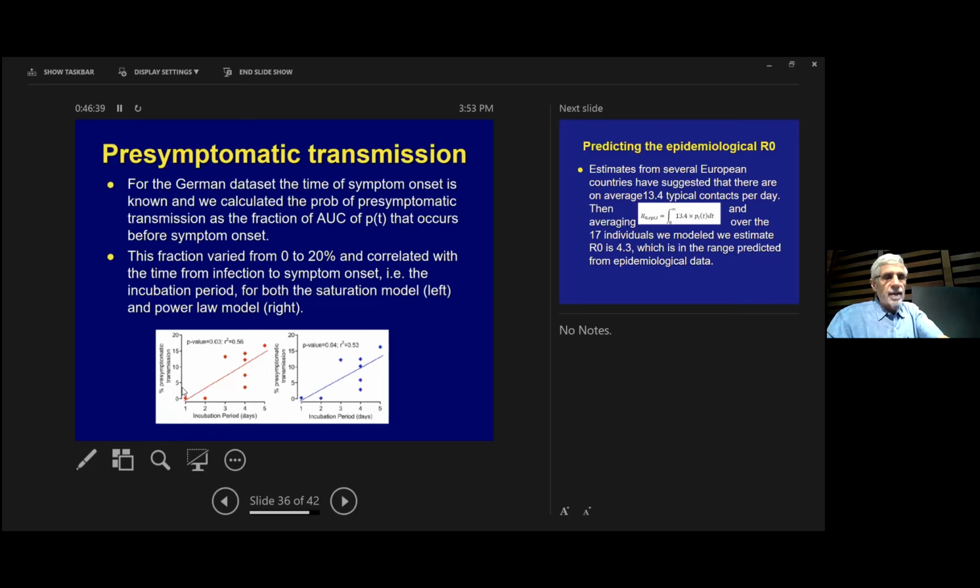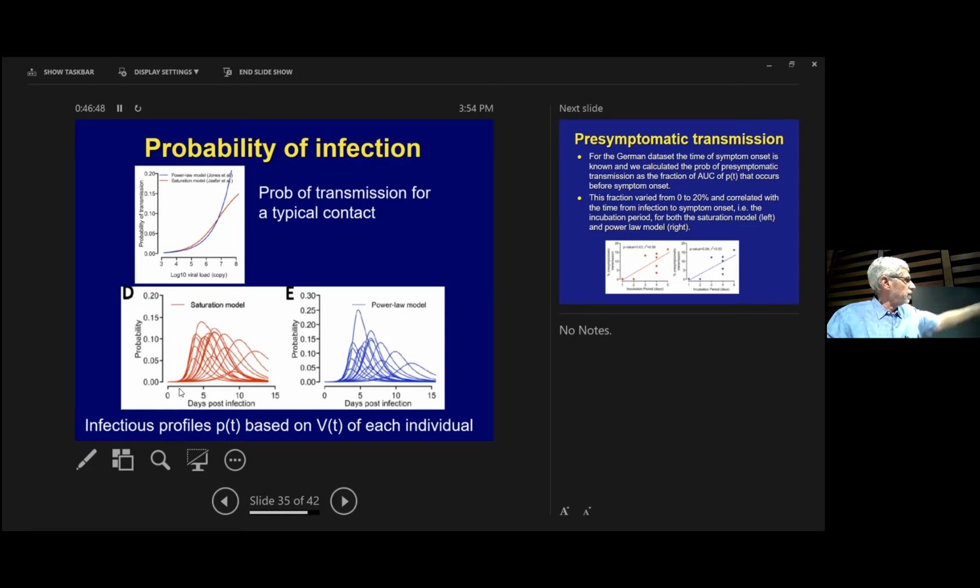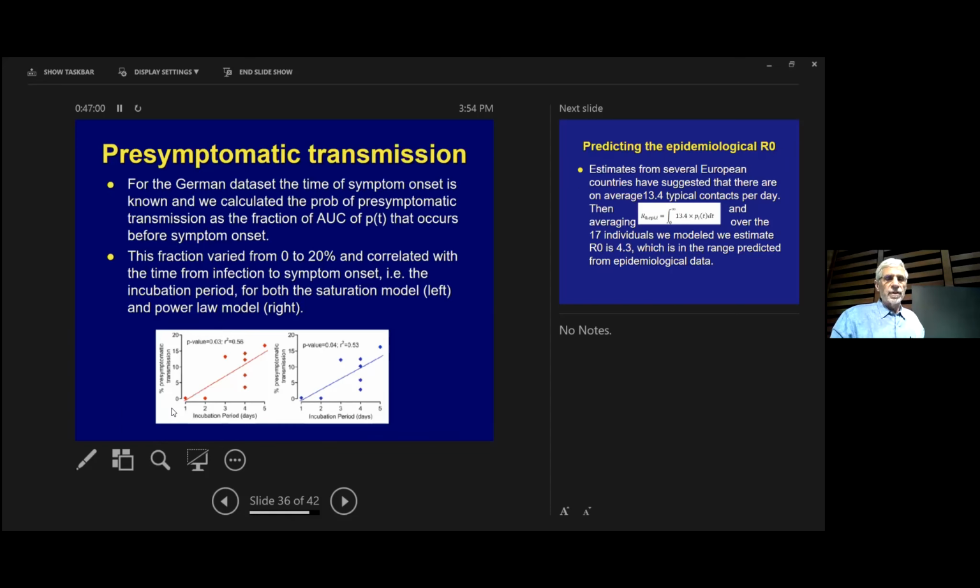The other thing you can look at is the German data set. We know when they started showing symptoms, so you can draw a vertical line on these curves, looking at the pre-symptomatic and post-symptomatic parts. Then calculate the area under the curve where they were pre-symptomatic, and divide that by the total area under the curve. That gives you the fraction of transmissions that were pre-symptomatic. At least in these individuals, that varied between 0 and 20%, and it correlated with the incubation period, from the time they were infected to when they were symptomatic, which clearly makes sense. It's trivial here because you're just integrating over a longer period of time.